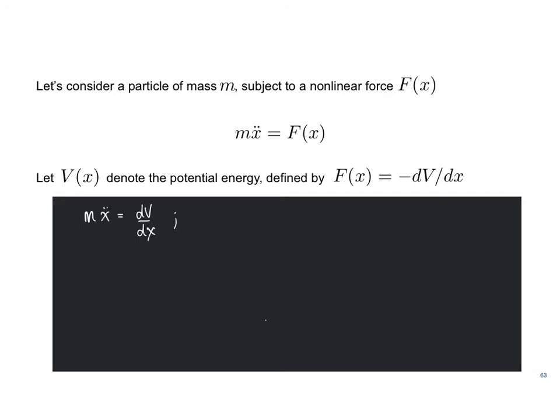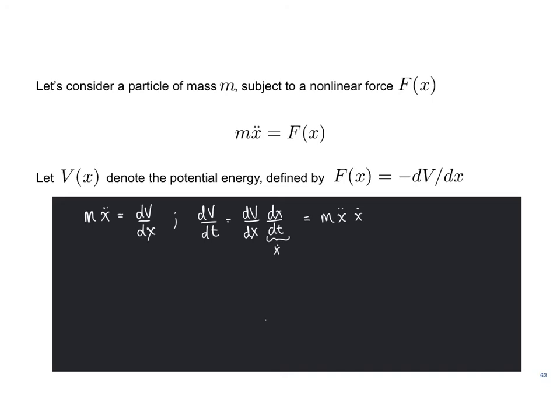We also know that dV/dt, the change of potential in time, is given by the chain rule: dV/dx times dx/dt. This is actually x dot, just to remember. And then we have dV/dx is m x double dot here, and this is x dot there.